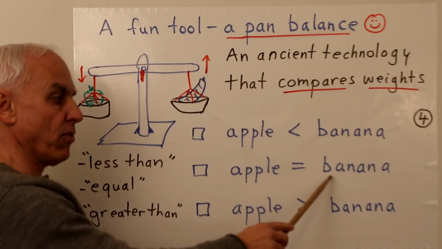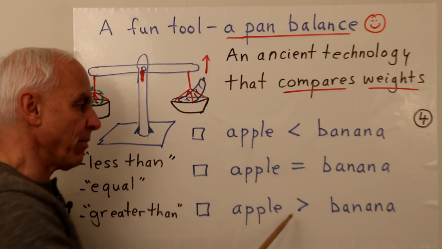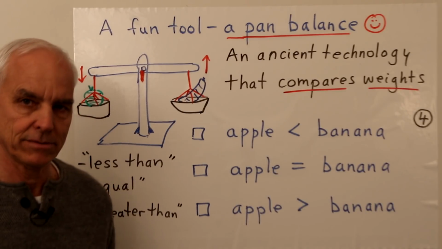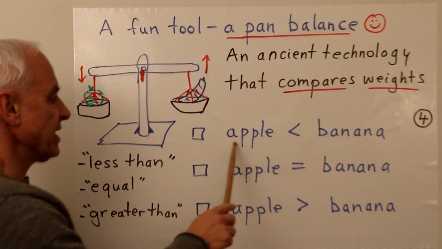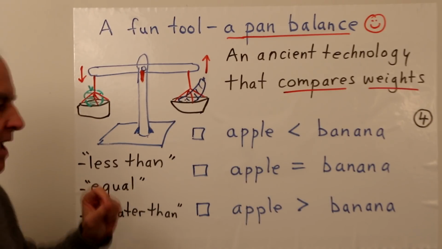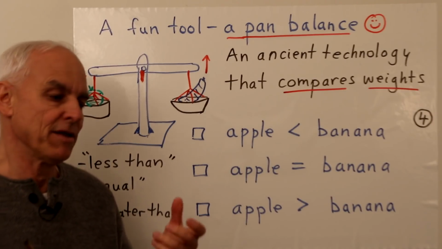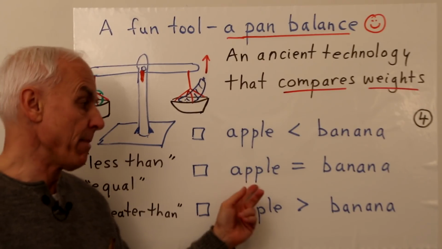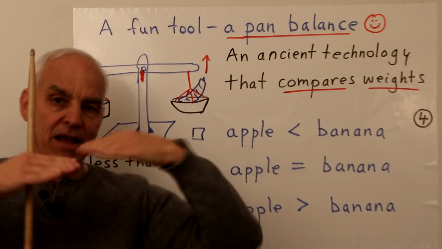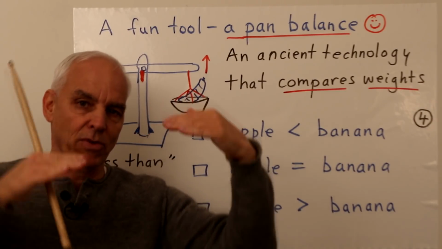Of course, there's the equal sign, but there's also these other two symbols standing for less than and greater than. Okay? So when we say apple less than banana, that would be the case when the apple weighs less than the banana. Or in other words, the banana is heavier. If apple equals banana, then we would expect that the balance would be equal. They would be on the same level.